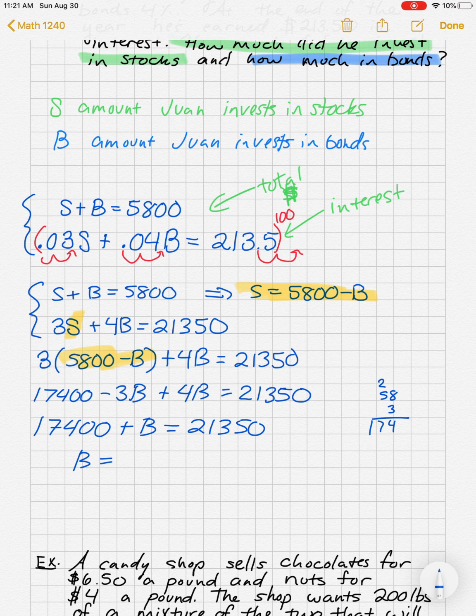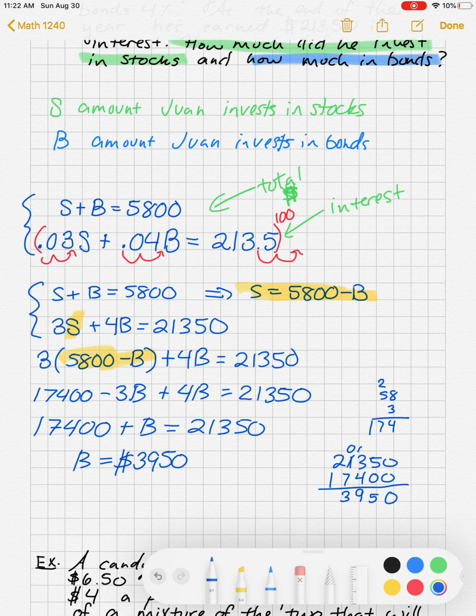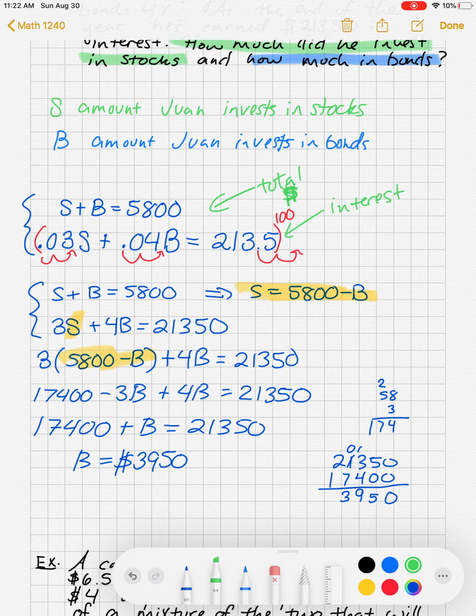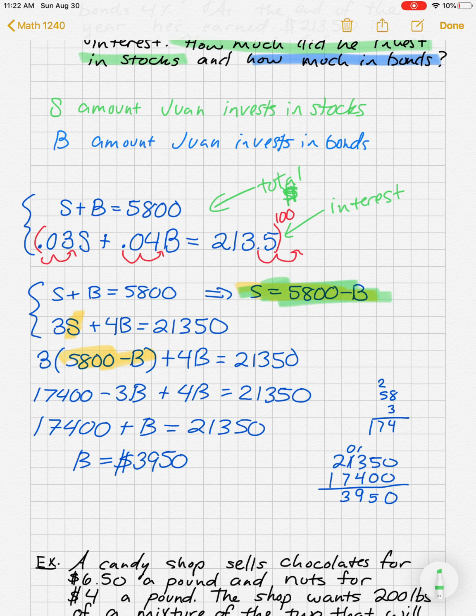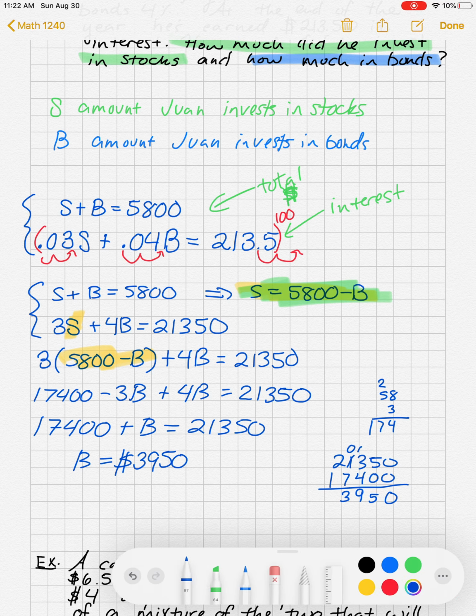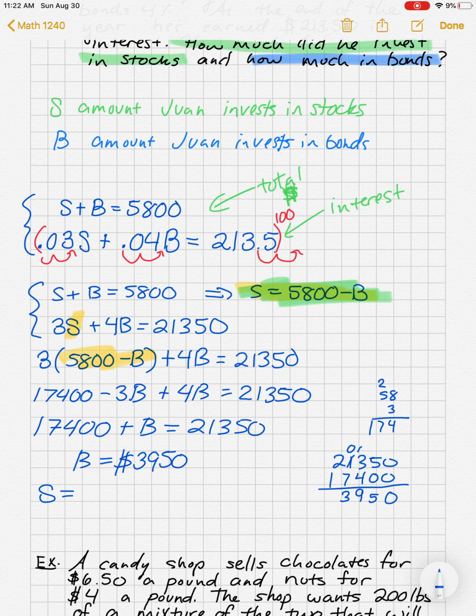So then we just need to subtract. $39.50. Okay, and then don't forget I have to also get the corresponding value for the S, the stocks.